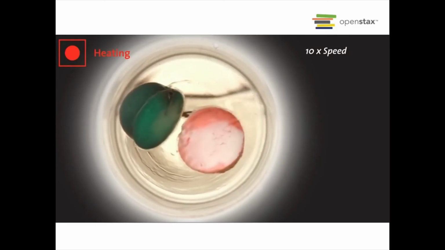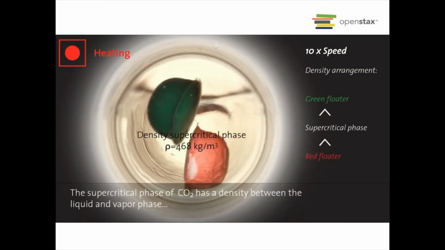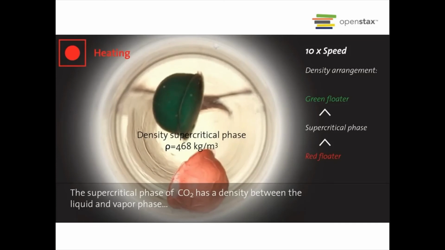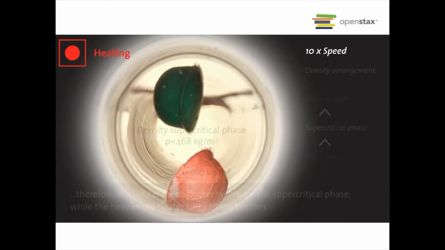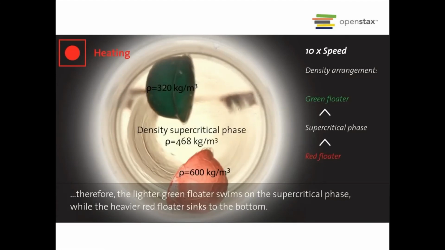Now we're getting that difference in densities happening. We've now hit the supercritical phase where the density is 468 kilograms per cubic meter. And you can see the difference based off the floaters. That red floater had a density of 600, so it's sinking, and the green was 320, and you see it floating. So we are now at the supercritical liquid phase happening for carbon dioxide.